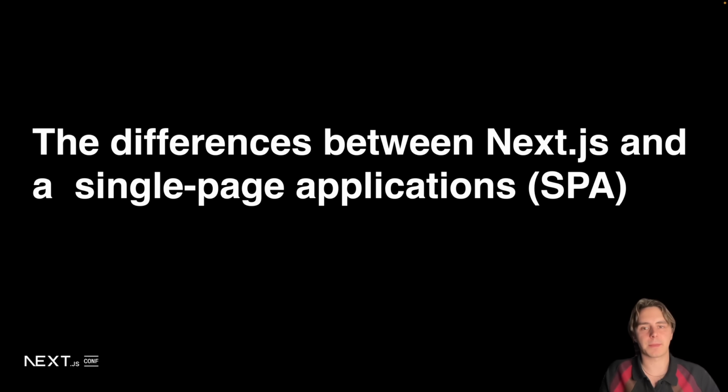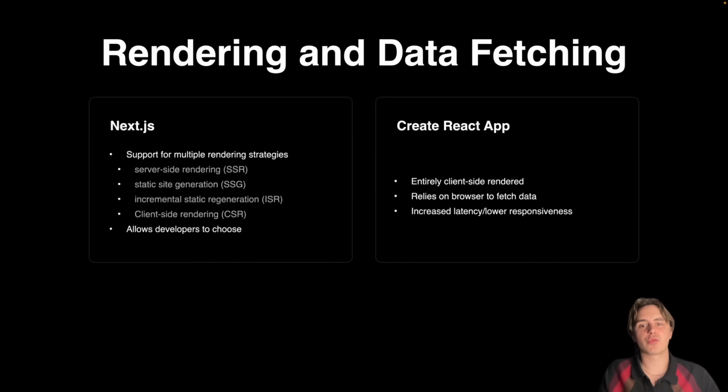created by Create React App. The first is rendering and data fetching. Next.js supports multiple rendering strategies, including server-side rendering, SSR, static site generation, SSG, incremental static regeneration, ISR, and client-side rendering, CSR. Depending on the specific page's needs, developers can choose whether to render at compile time, on the server, or in the browser. On the other hand, single-page applications built with Create React App are entirely client-side rendered.